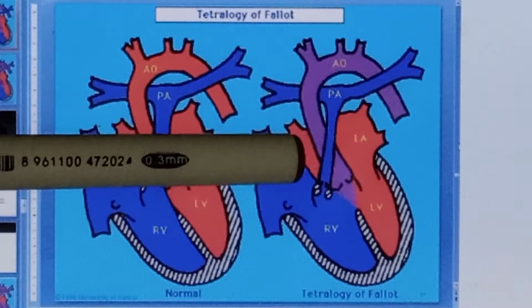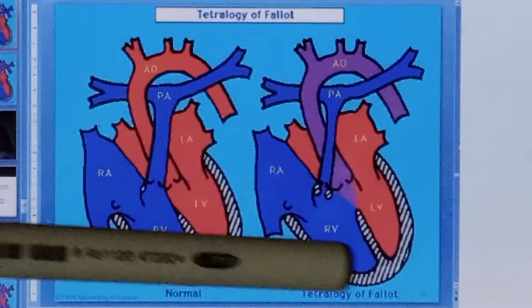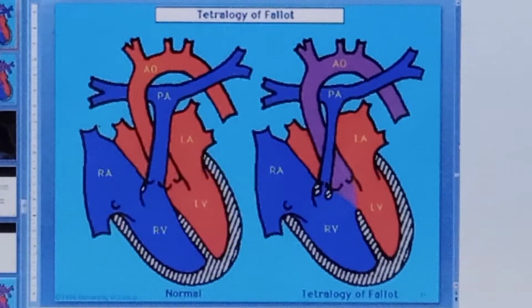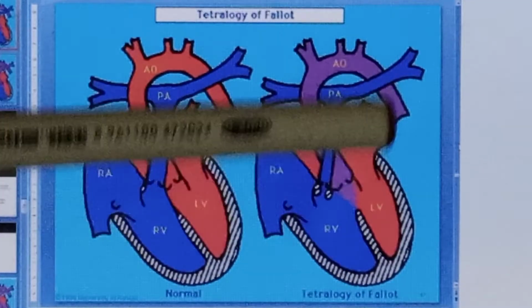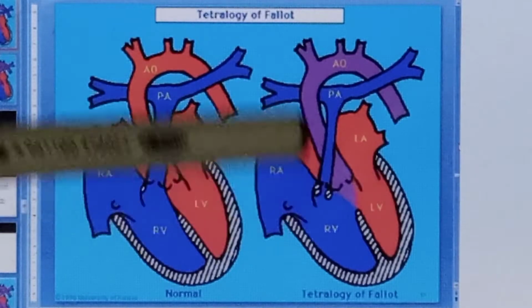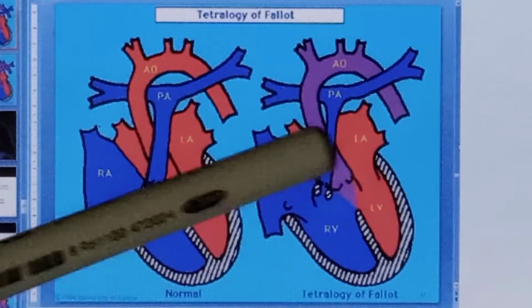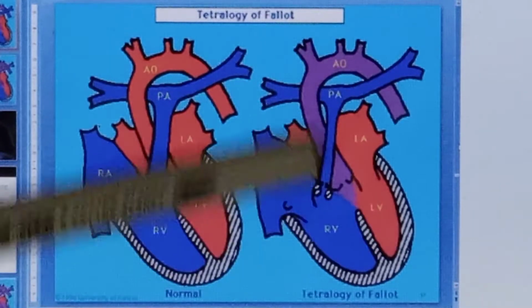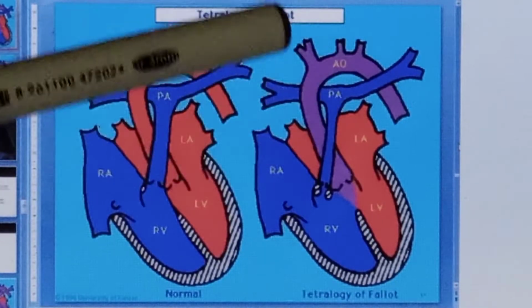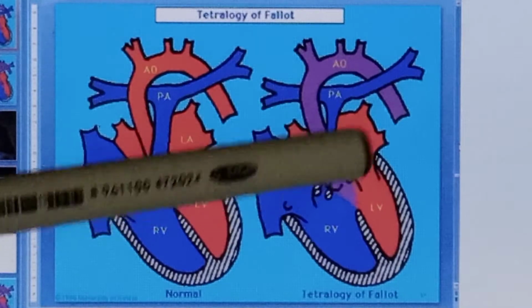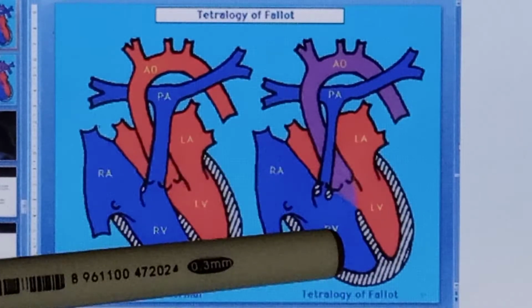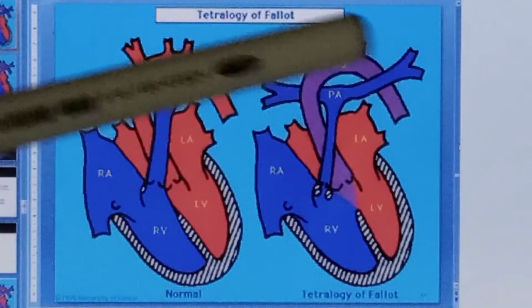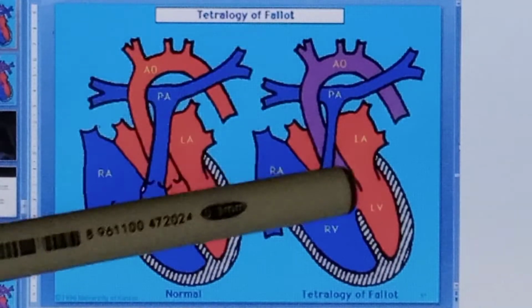Due to this stenosis, there is a right ventricular hypertrophy because of more pressure in the right ventricle. And the other important defect is ventricular septal defect. As you can see here, there is a gap in this ventricular septum and there is overriding of the aorta. So basically these four components: the first one is pulmonary stenosis, due to which there is a right ventricular hypertrophy, and ventricular septal defect, and the last one is overriding or dextroposition of the aorta.